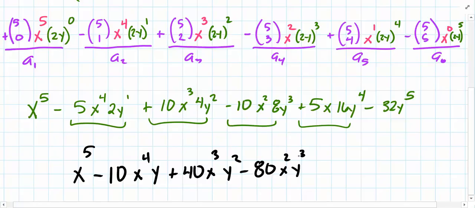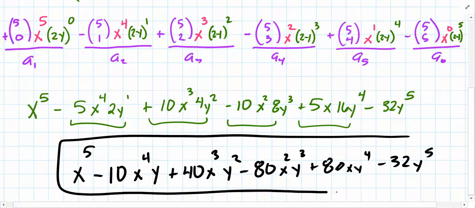What's 5 times 16? 50 and 30? Is that 80? Yeah, 5 times 10 is 50, and then 30 more is 80, right? Okay. So 80 x y to the 4th, and then minus 32y to the 5th. And that would be our answer.